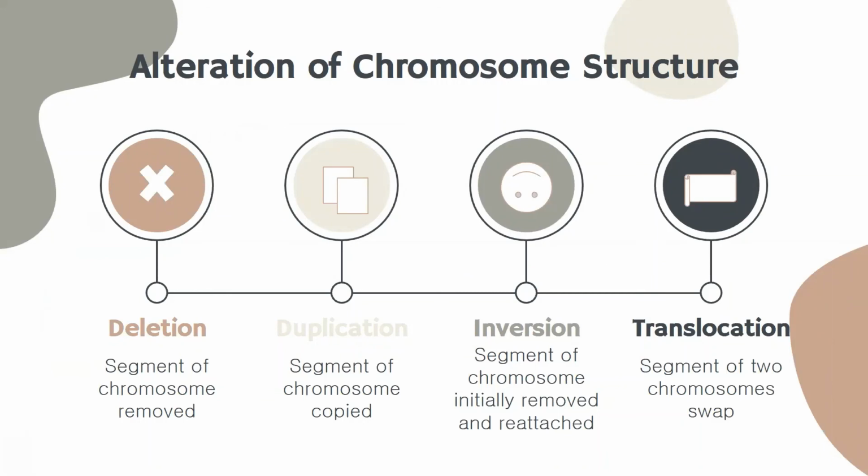There are 4 main types of alteration of chromosome structure. The first one is deletion, which is a segment of chromosome being removed. The next is duplication, a segment of chromosome being copied. And inversion, a segment of chromosome initially removed and reattached to the same chromosome, just in a different alignment. And the last one is translocation, which is a segment of 2 chromosomes swapping. It's important to distinguish inversion and translocation. Inversion is within the same chromosome, and translocation is swapping between chromosomes.